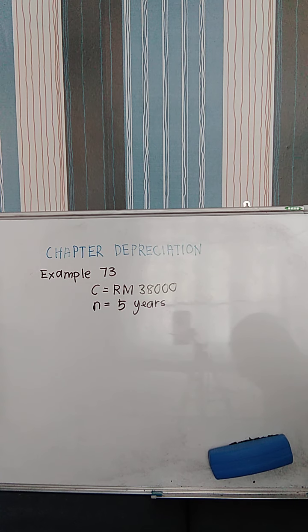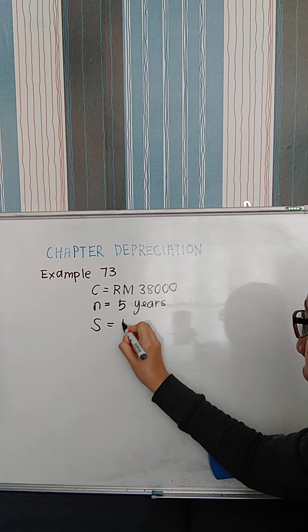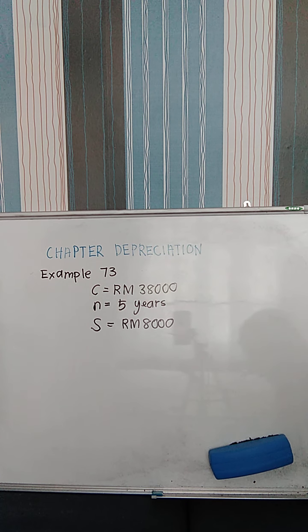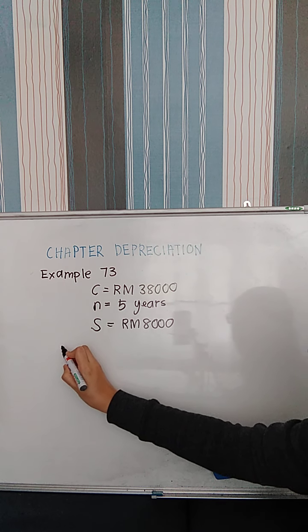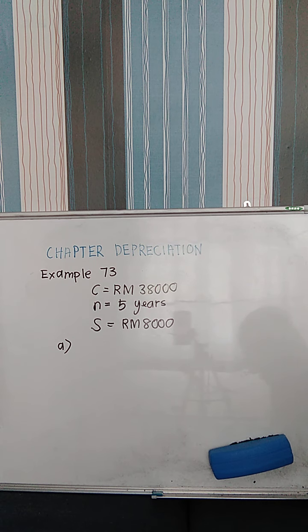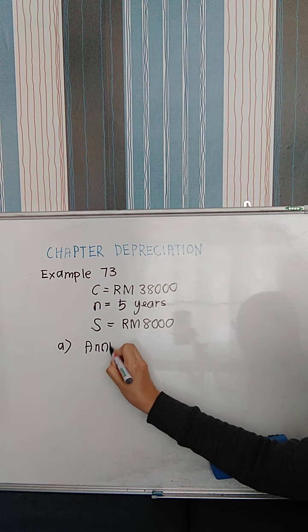And its salvage value at the end of 5 years is 8,000. So the S is RM 8,000. Using the straight line method, it informed you to use the straight line method. So A, calculate the annual depreciation.